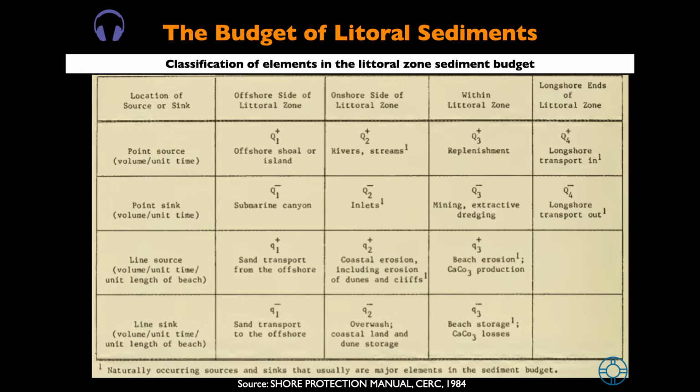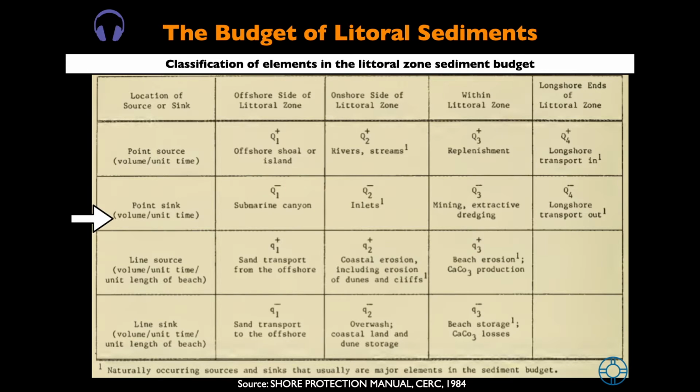This table presents the classification of elements in the littoral zone sediment budget from the Shore Protection Manual. It classifies as point sources the offshore shoal or island, rivers and streams, beach replenishment, and longshore transport. For point sinks, there are submarine canyons, inlets, mining and extractive dredging, and longshore transport also.